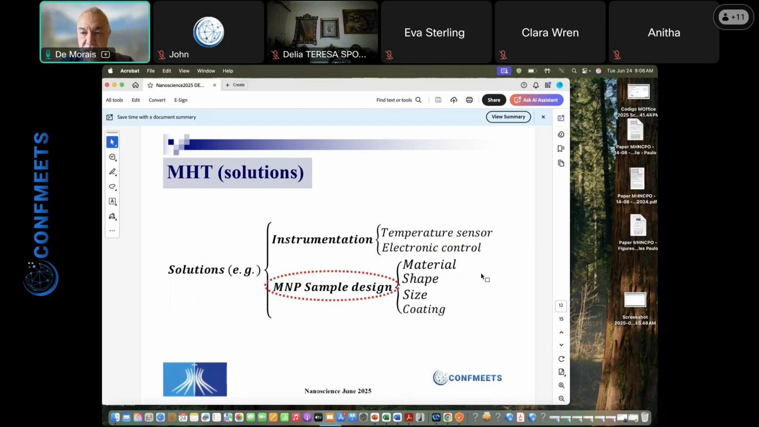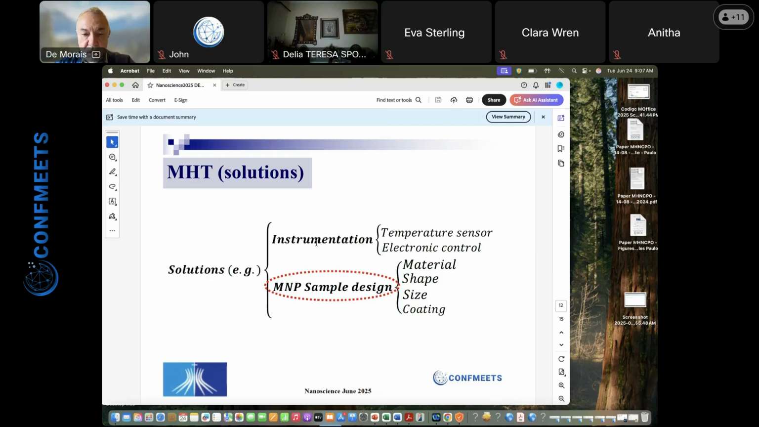We can achieve this goal in two different directions, or the combination of the two. First, in terms of instrumentation, we can use a temperature sensor at the site, for instance in the tumor, and we can electronically control the AC applied field in terms of time, frequency, and amplitude in such a way that you have control of the operating temperature around 40 degrees centigrade.